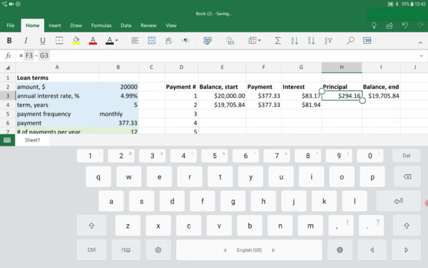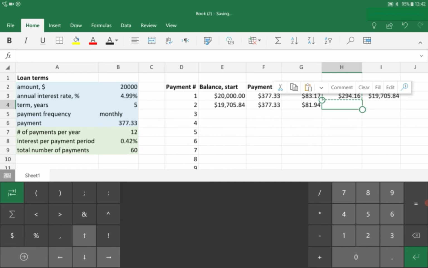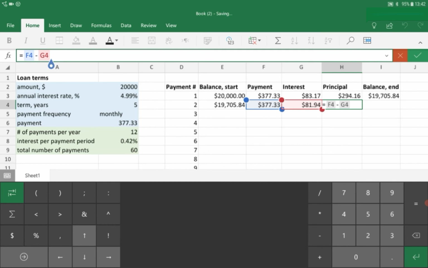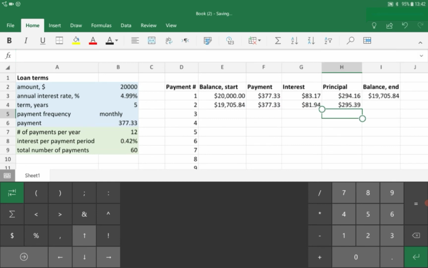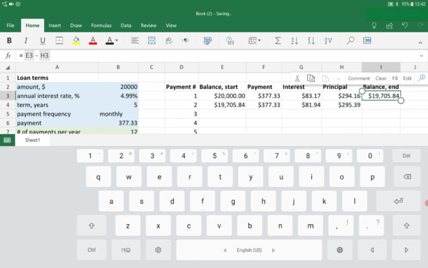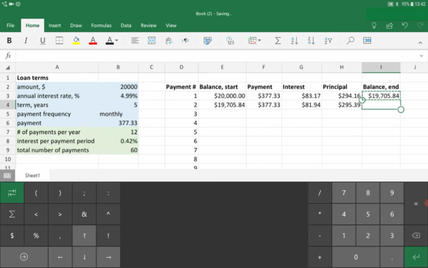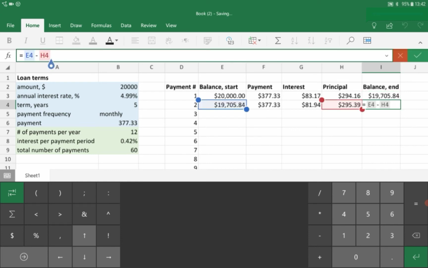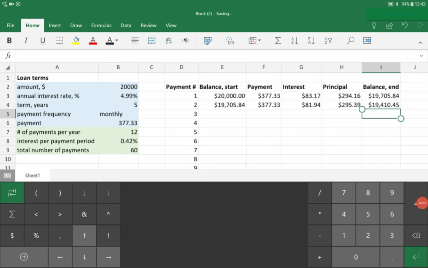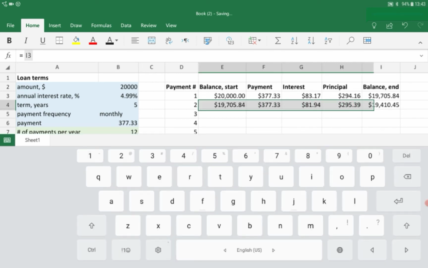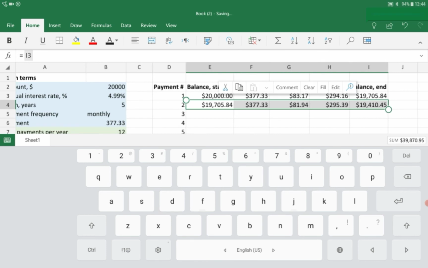Here I copy and paste the formula for the principal into the next row. And again, I check that it's the difference between the payment and the interest. And the same for the formula for the balance at the end of the payment period. And again, I check that it's the difference between the balance at the start and the principal portion of the payment. And now we're ready to fill the rest of the table by copying formulas from row 2 into the next 58 rows.